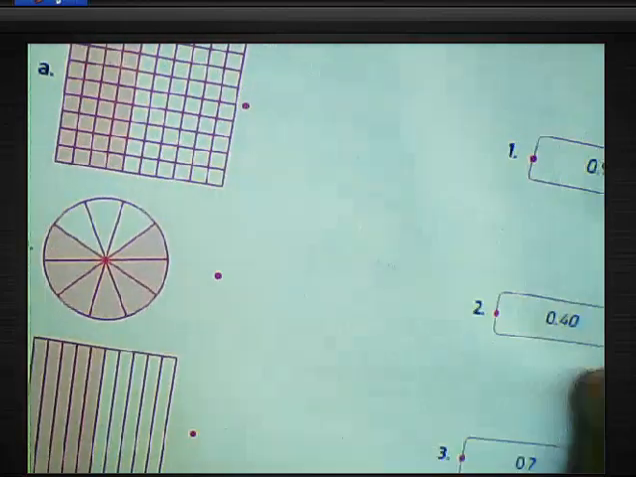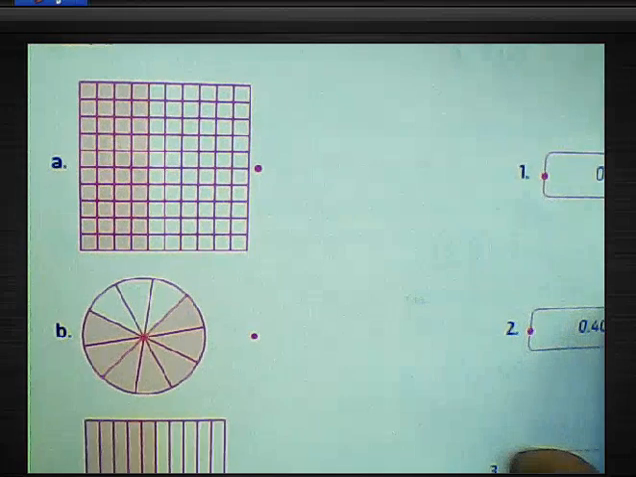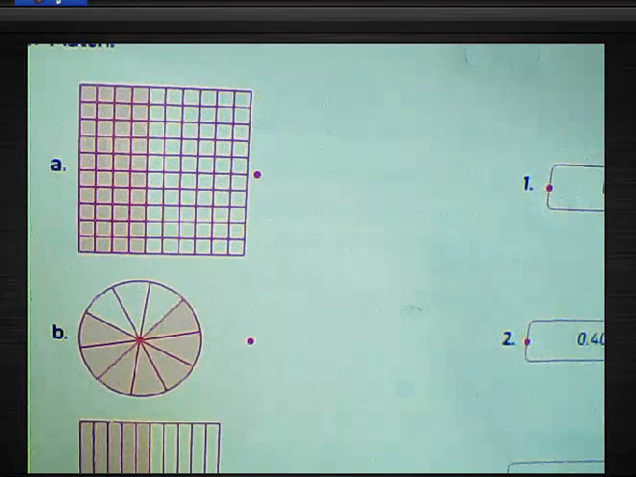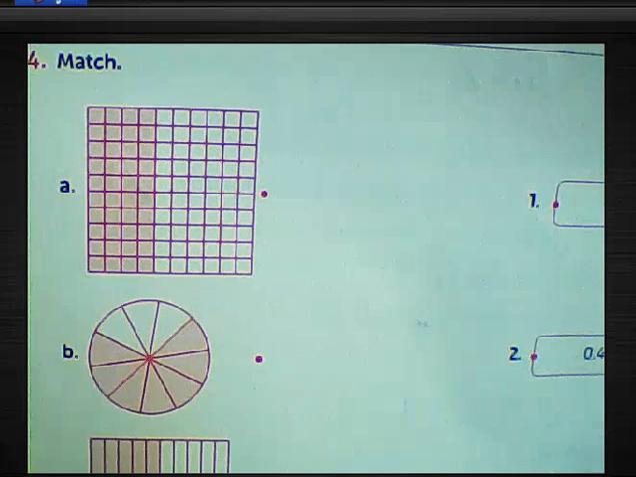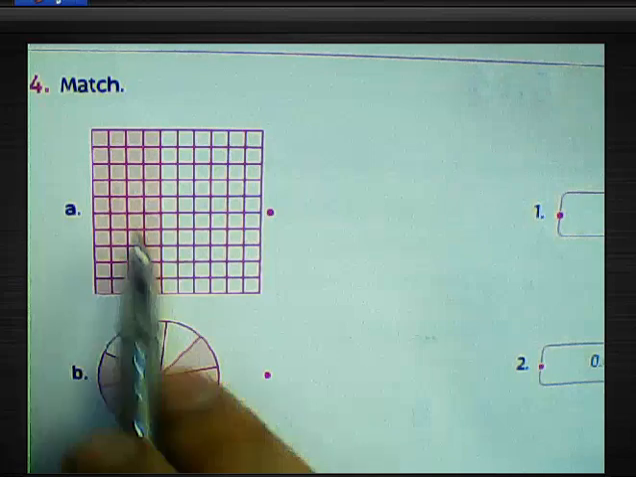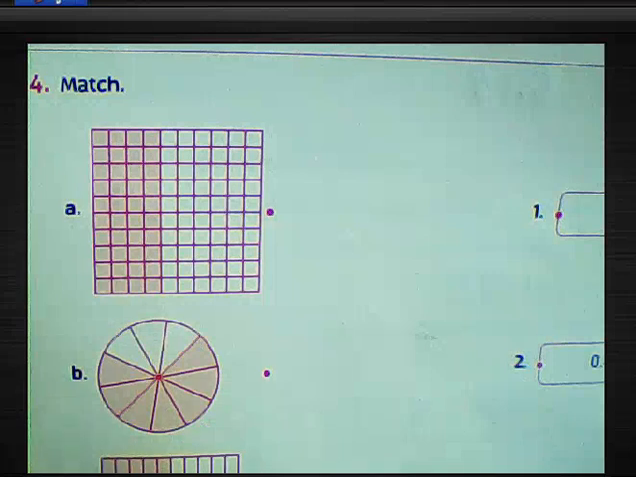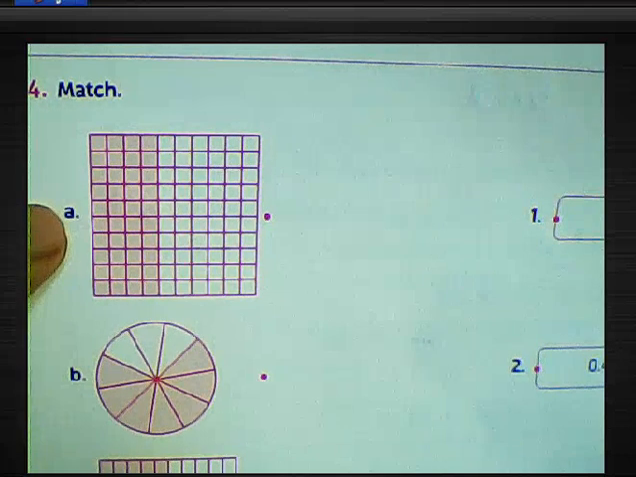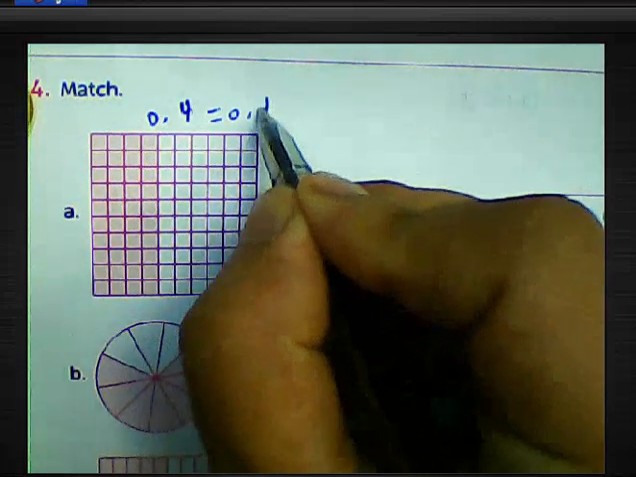Question 4, match. You want to match the result of each shape. Who can solve it? We have here a shape divided into 10 vertical parts, and he colored 1, 2, 3, 4 from 10. So letter A, we can choose 4 tenths or 40 hundredths.